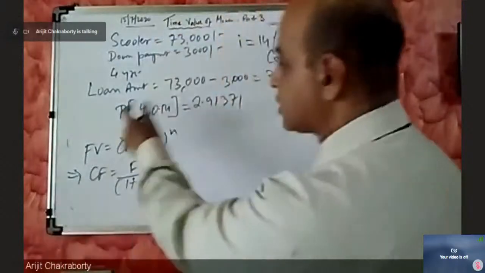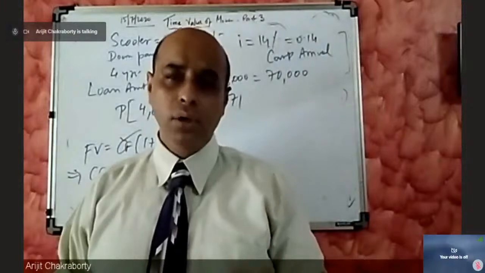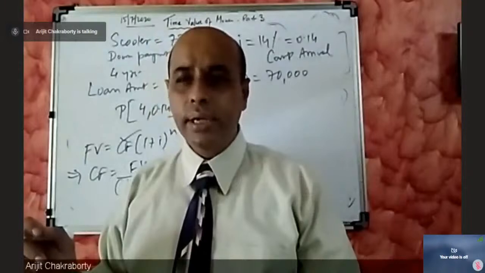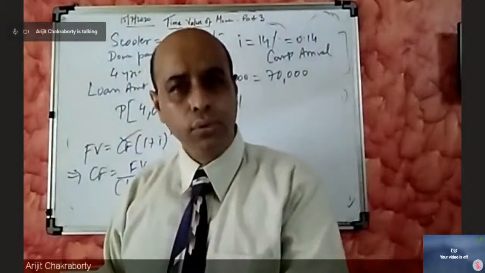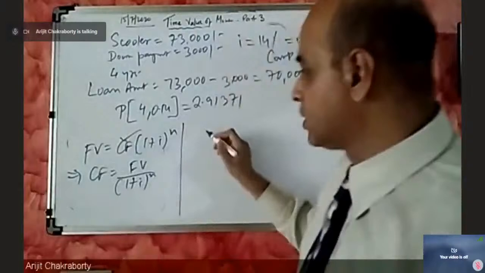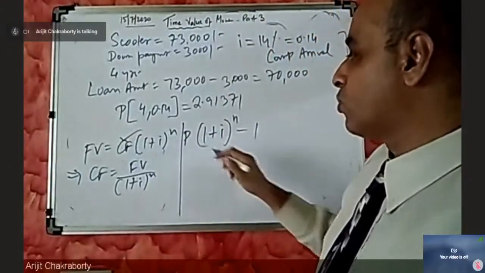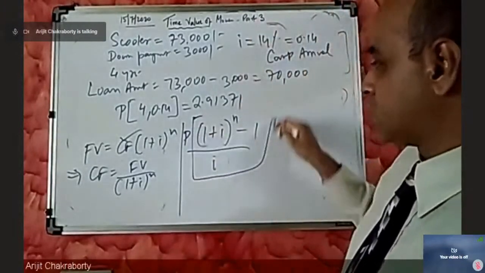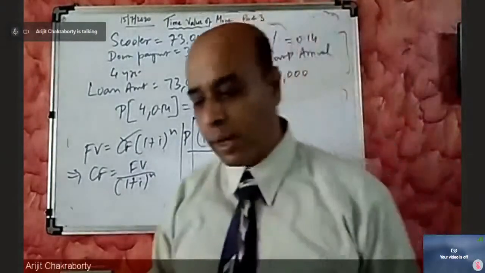Now in this case, he is making equal payments. It is like a sinking fund, or you can call it an annuity. He is making payments. In case of annuity, you know that there is annuity regular and annuity due. In case of annuity regular, the formula is P into 1 plus I to the power n minus 1 by I. And if you see, this factor is given: 2.91371.